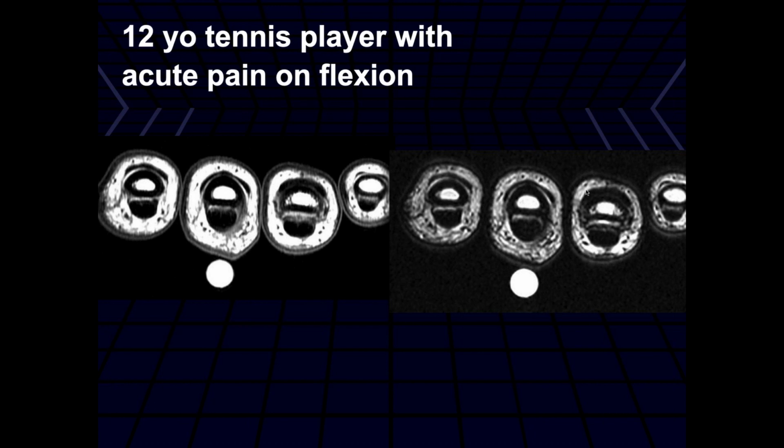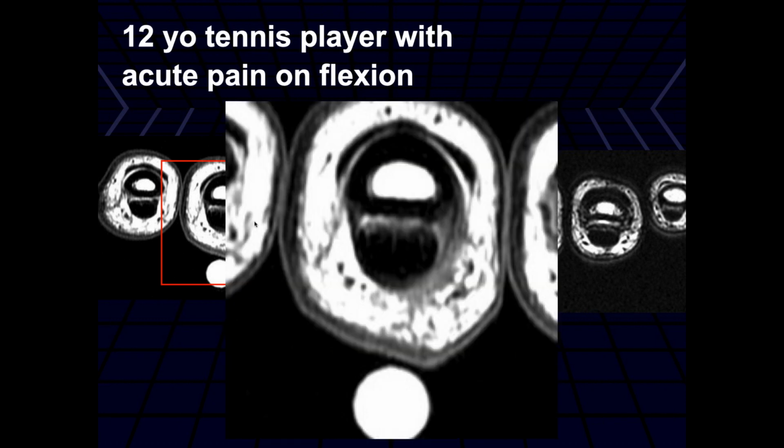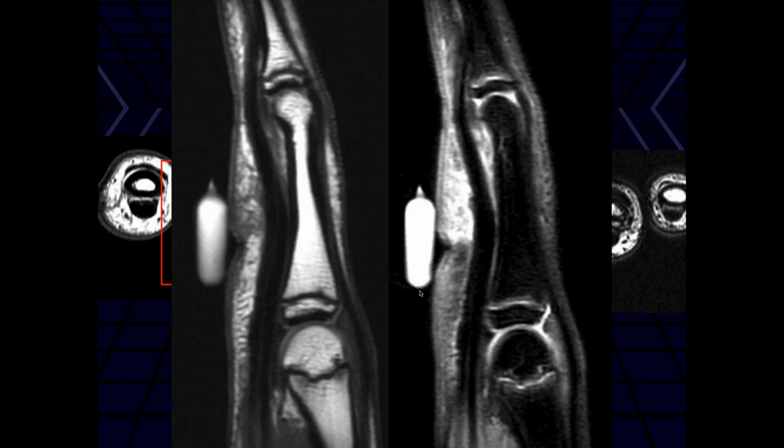So, a 12-year-old tennis player with acute pain on flexion. We're looking at two axial images of the third digit. I don't really see much here. I'm looking at a little bit of irregularity along the margin of the flexor tendon there. It might be a collateral ligamentous or a pulley injury. Sorry, a partial pulley injury.